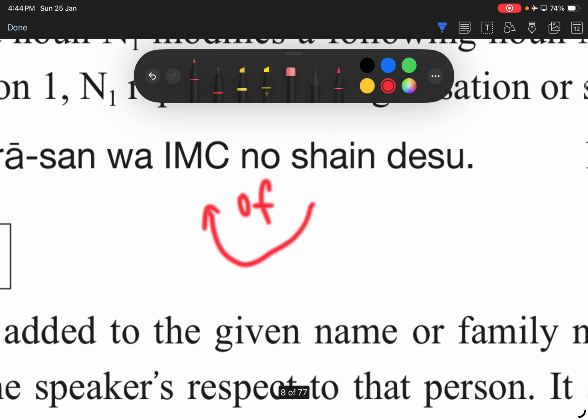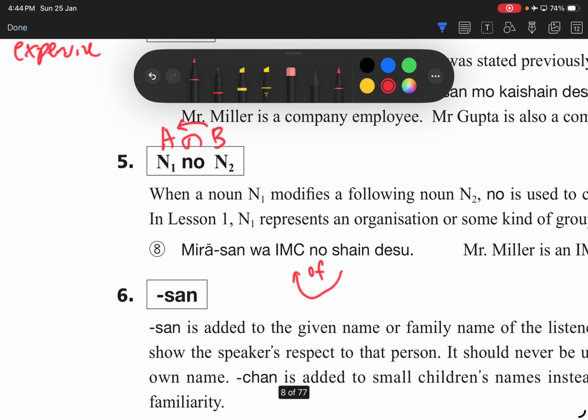Understand? So for example, you look at this one: IMC no shain. IMC is the company's name. So company's employee, or you can say employee of the company. So in English, it's like an "of". Always it is the B that is related to A, not the other way around, right? B related to A.